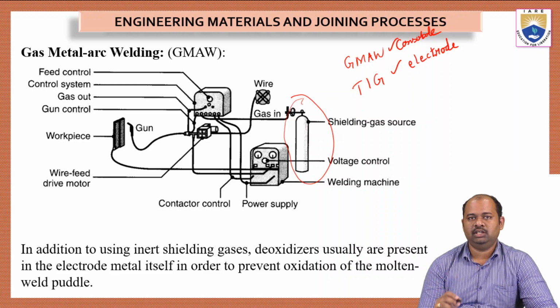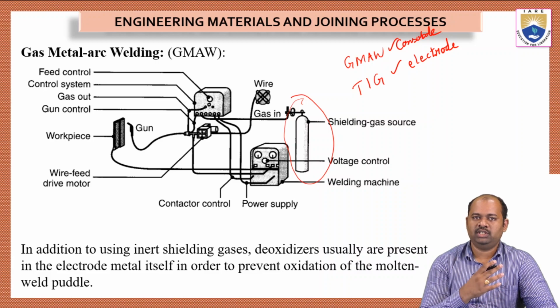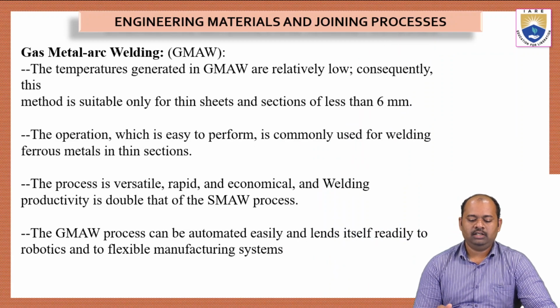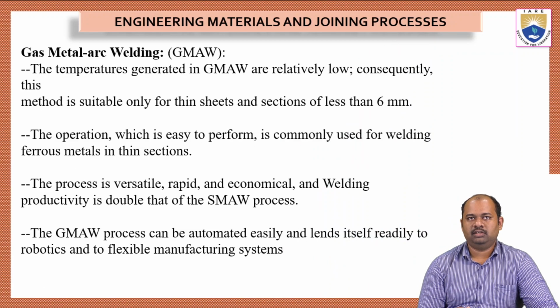In TIG, tungsten inert gas welding, tungsten is a non-consumable electrode and we have to use a separate filler metal, whereas in gas metal arc welding, the electrode itself is a filler metal which can be deposited on the workpiece, and at the same time we can flow inert gases in order to avoid oxidation. And let us see some important properties of this GMAW.